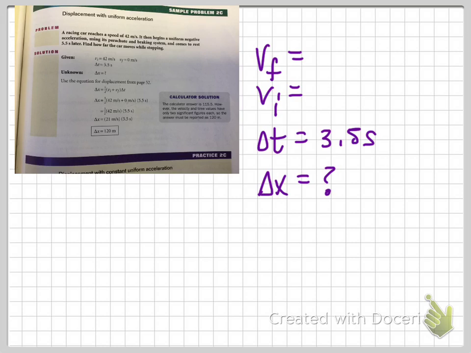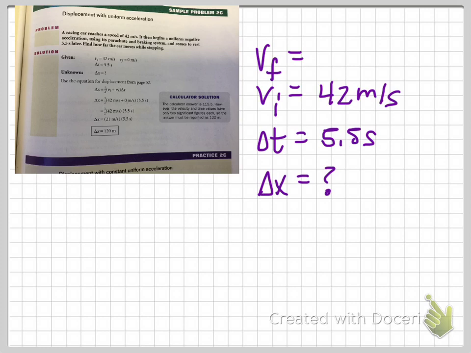What's our vi? I'm working from the bottom. Yeah, it's the 42 meters per second. And our vf is? It's 5.5 seconds per time. Oh, it's 5.5? Yeah, it is. Humph. I should get my reading glasses out.